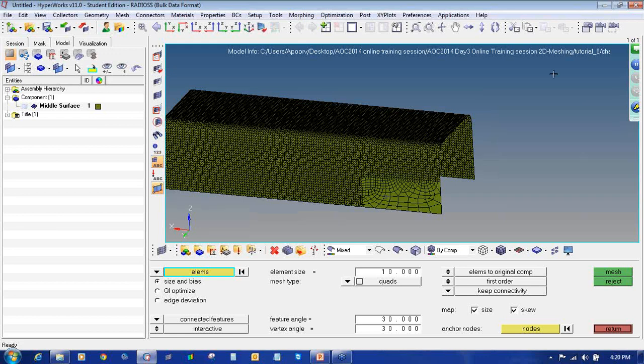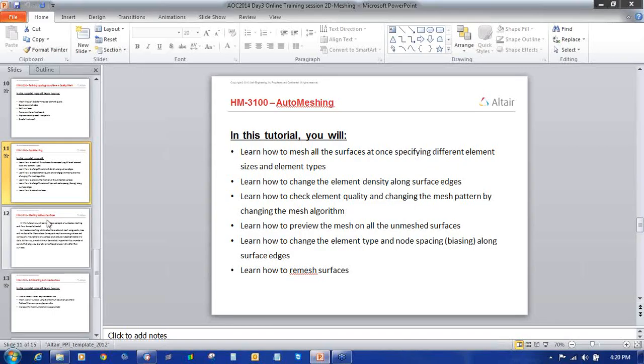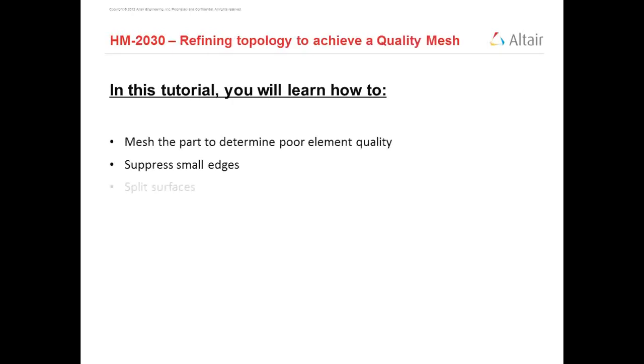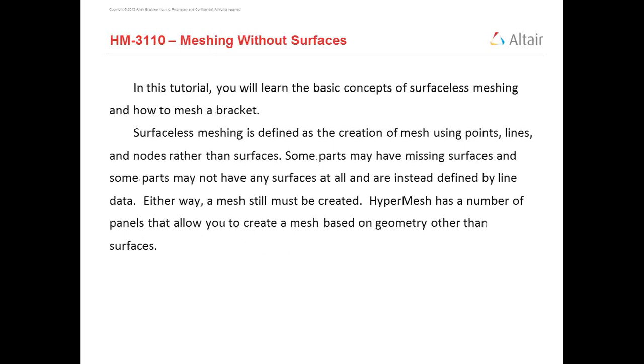Now we'll move to the other tutorial. I will say new. In this next tutorial, we will see what options are available in HyperMesh to do the meshing even if we don't have the surfaces. So in this tutorial you will learn the basic concept of surfaceless meshing and how to mesh a bracket.